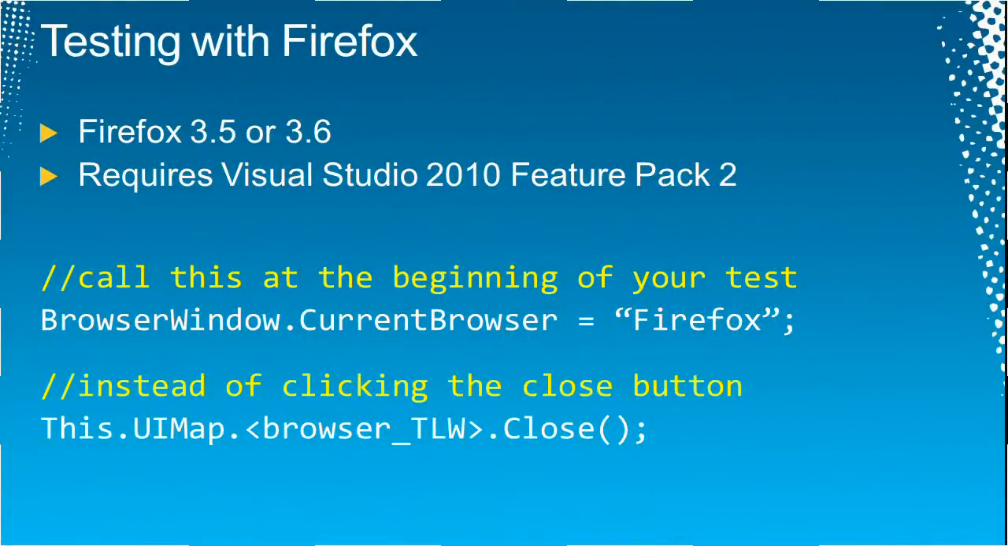So if you find yourself doing that, then instead switch your close logic to this.uimap, and then the browser window control that you're using .close. And that's actually a better method, which waits for a callback to say, yes, the Firefox browser is closed before it tries to move on to the next test case iteration.